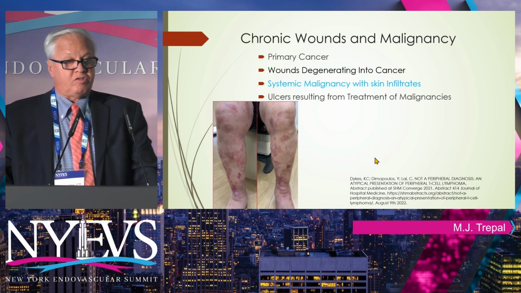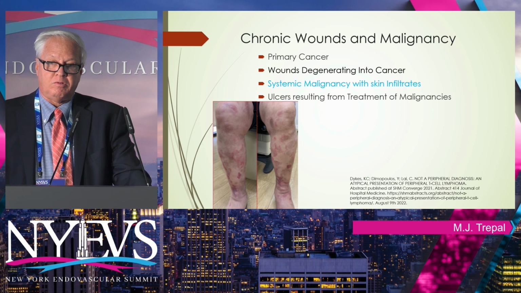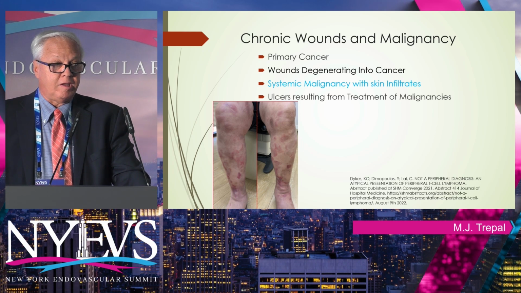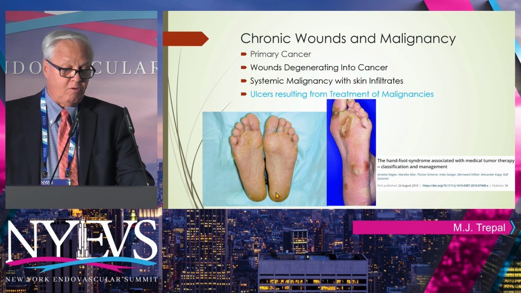Systemic malignancies with skin infiltrates. These are usually the blood-borne tumors. The lymphomas, round cell tumors, blood tumors can have dermal manifestations, as this patient here had lymphoma.